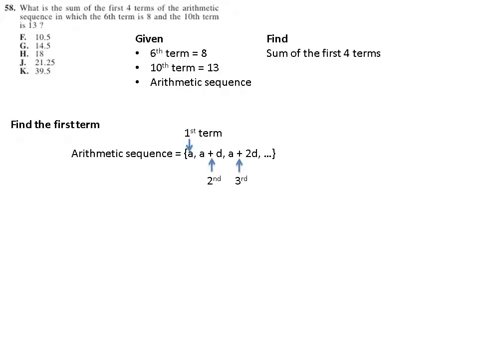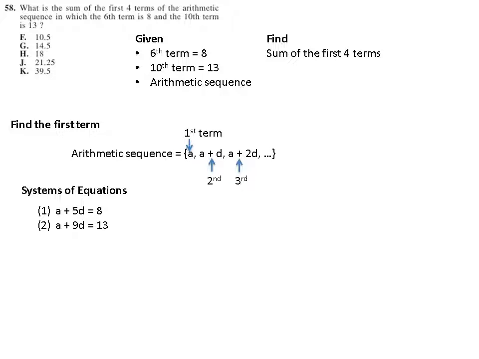So if you don't have a very good working knowledge of sequences and series, if this is all you know, this is really what you can use just to get through the problem. So the first term is a, and the second term is a plus d, and the third term is a plus 2d, where d is the common difference between the terms.